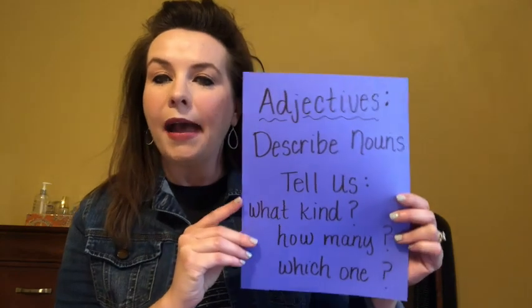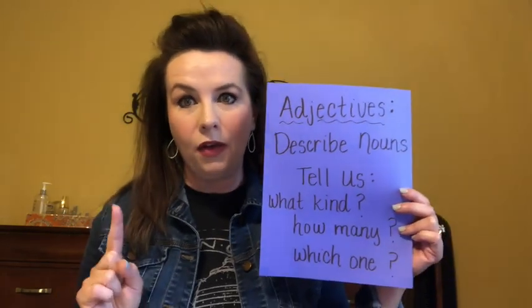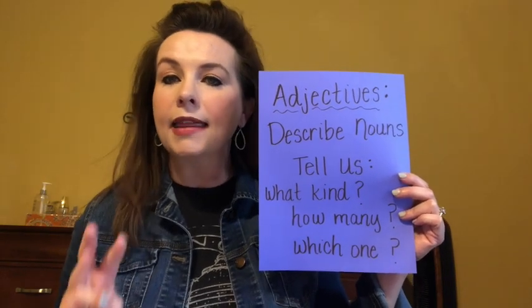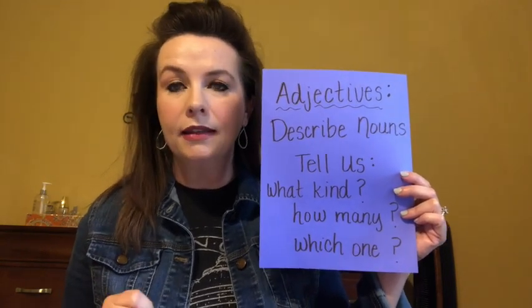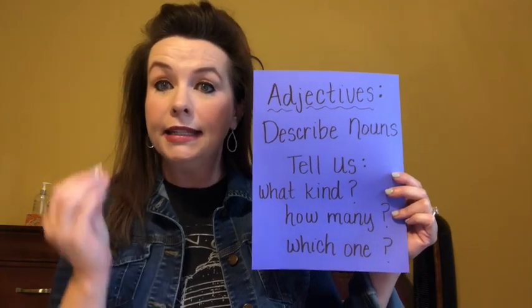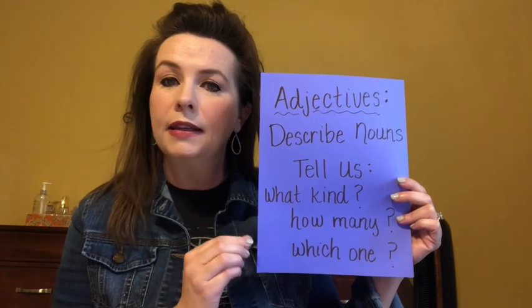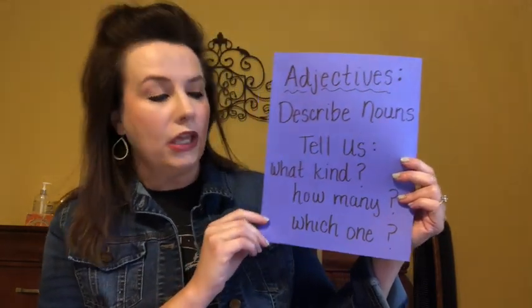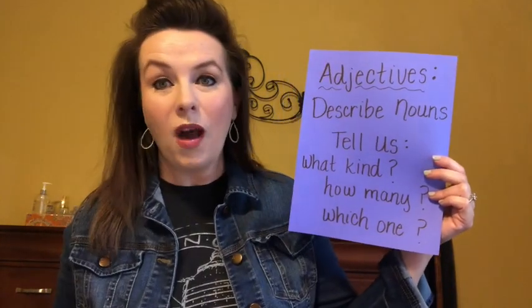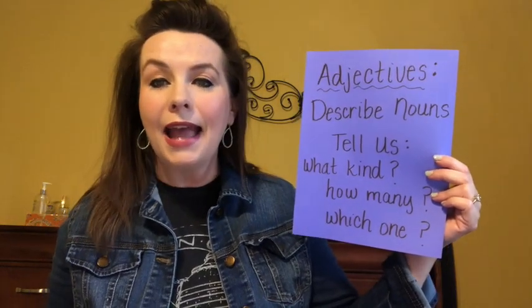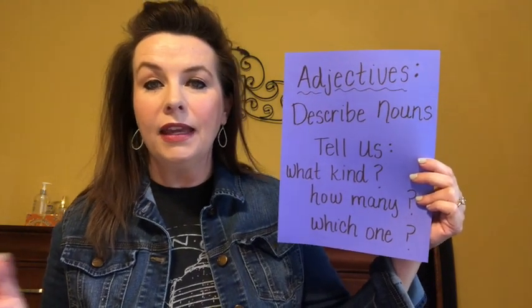Adjectives describe nouns. Now remember, a noun, what's a noun? A noun is a person, a place, a thing, a pet, even an idea. Now adjectives describe nouns. They tell us about it. They tell us more. They give us more information. And they usually answer the questions like, what kind? How many? Which one? How much? So let's look at some examples on the back.